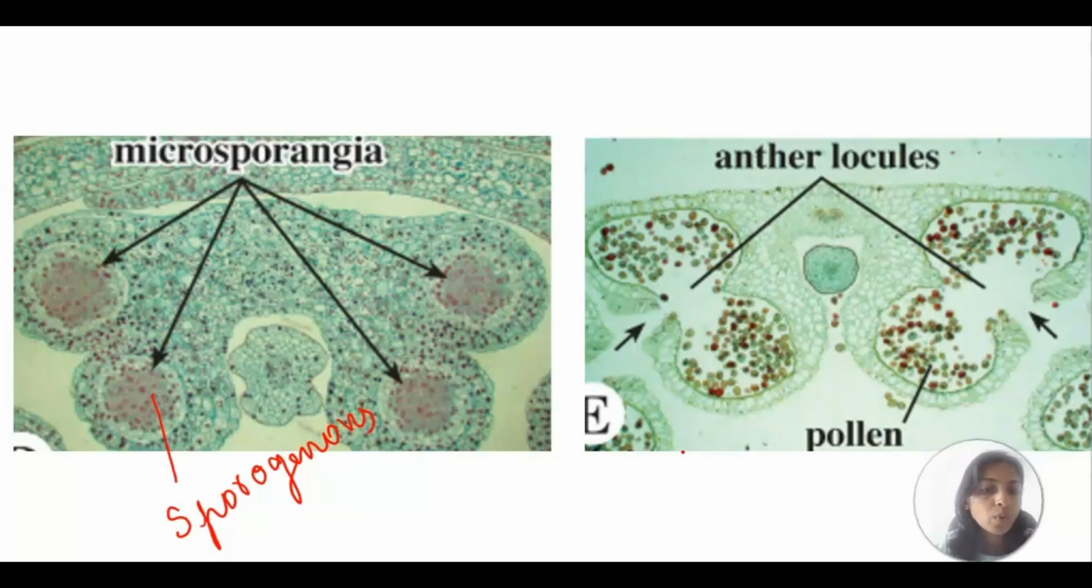Microsporangium is the site where the sporogenous tissue undergoes meiotic cell division followed by differentiation to produce mature pollen grains. Once the mature pollen grains are produced, the anther walls start to split up, breaking open through the longitudinal groove to release the matured pollen grains for pollination, as shown in the second image. This process is called anther dehiscence.